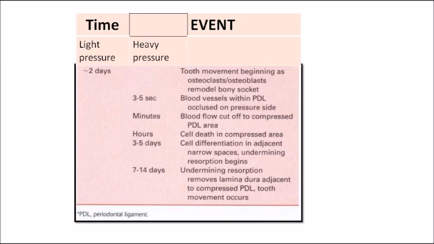And after 1 to 2 weeks, that is 7 to 14 days, this undermining resorption removes the lamina dura adjacent to this compressed periodontal ligament. So the undermining resorption will take at least 2 weeks to completely remove the necrotic area or the hyalinized zone, and only after this is the tooth movement happening. So it takes at least 7 to 14 days for tooth movement to begin when a heavy pressure is applied, whereas when a light pressure is applied, the tooth movement is beginning within 2 days.